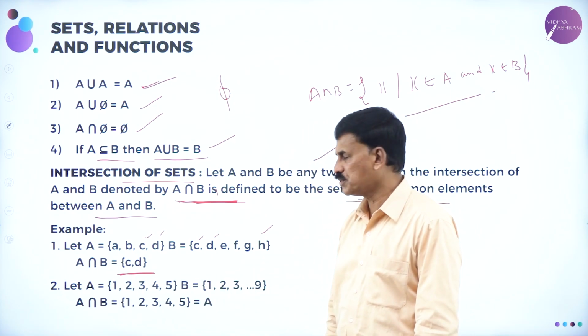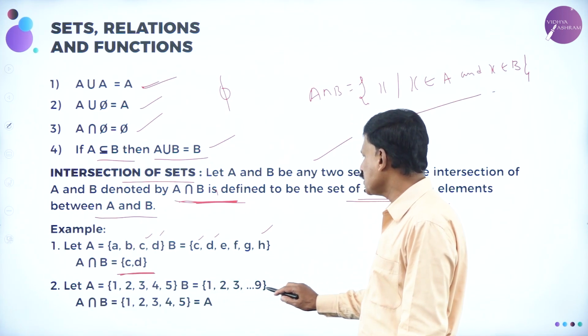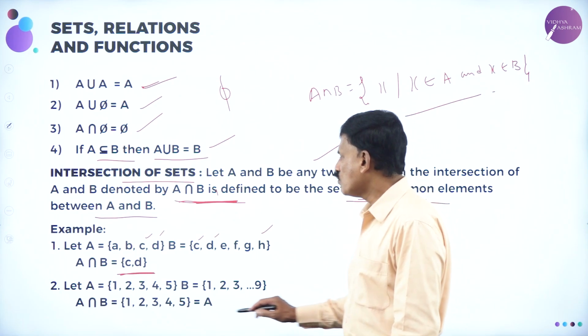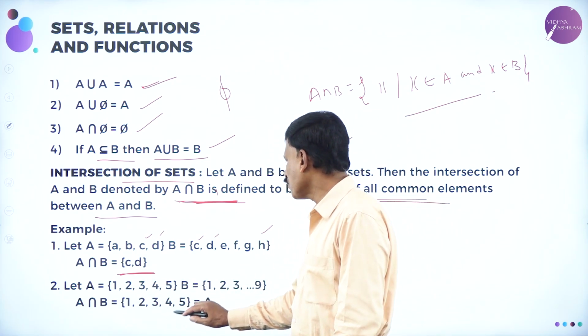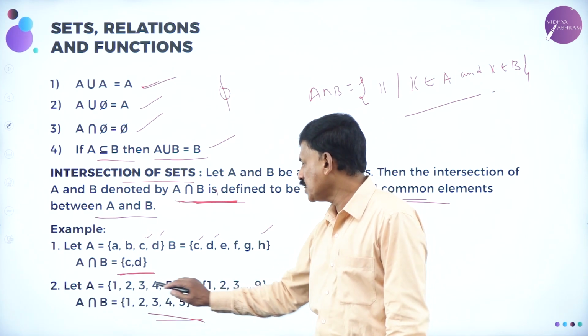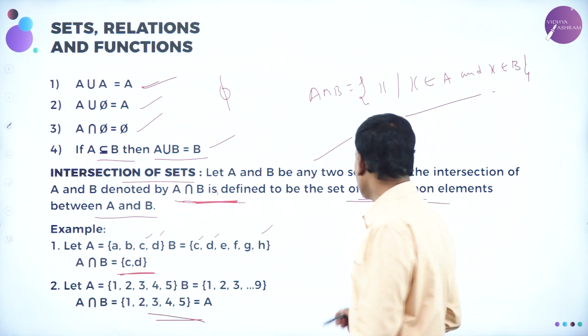Let A is equal to {1, 2, 3, 4, 5} and B is equal to {1, 2, 3 up to 9}. The intersection of these two, A intersection B, is only the elements 1, 2, 3, 4, 5. That is equal to the set A. The intersection of A and B is equal to {1, 2, 3, 4, 5}, that's equal to set A. Let us take one more example.